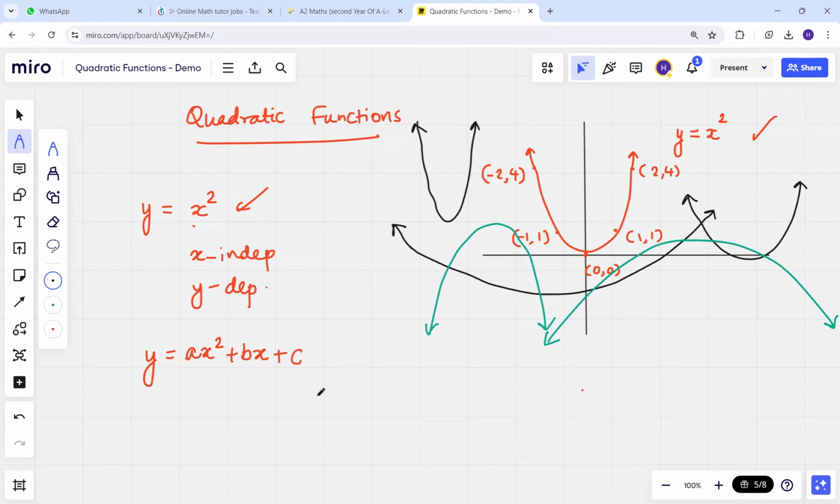Also note that a must not be equal to 0, because if a is equal to 0, this term goes away, and this is no longer a function whose maximum degree is 2. This then becomes a linear function. So we don't want to do that. We want to have a quadratic function, so a quadratic function will not have a equal to 0.